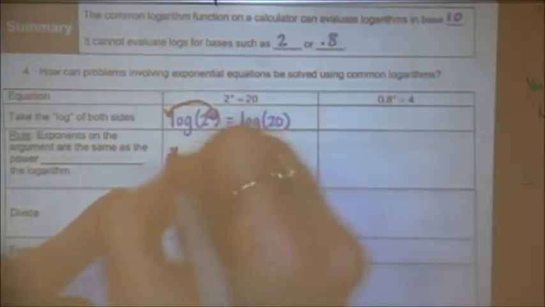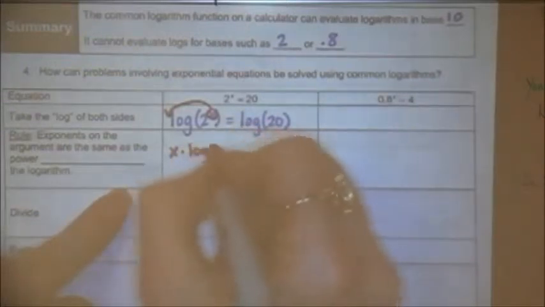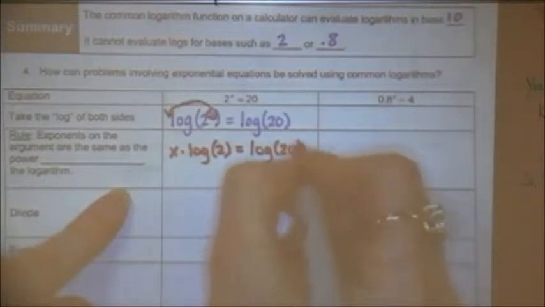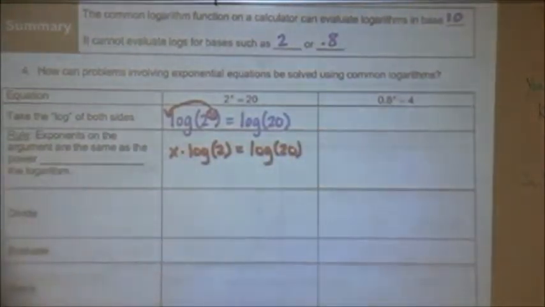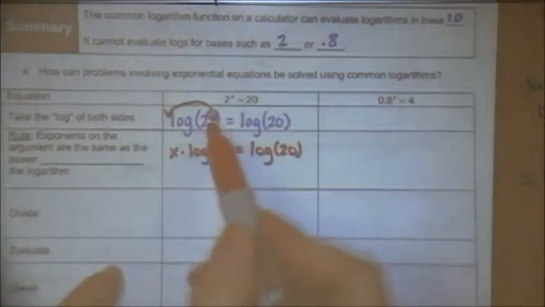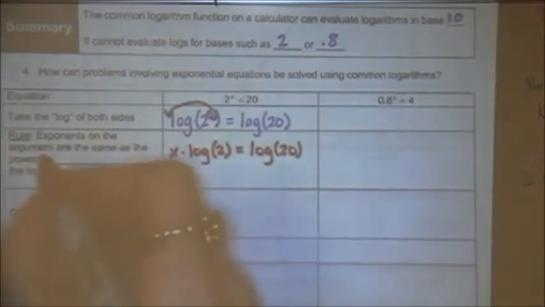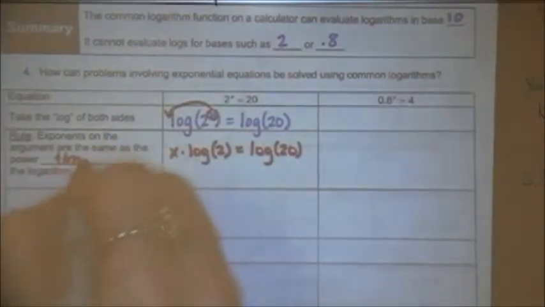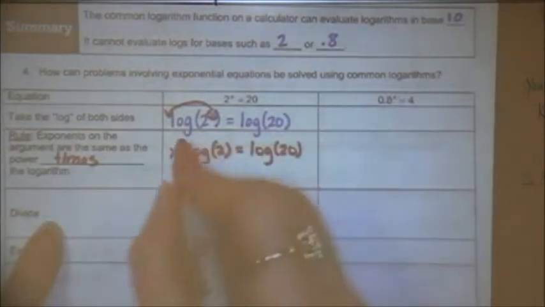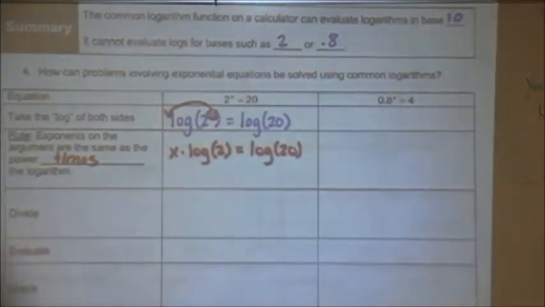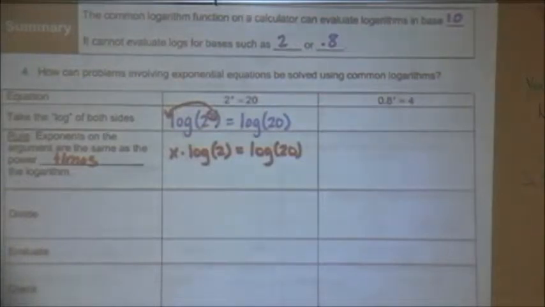So I end up with x times log of 2 equals log of 20. And that's because the rule says the exponent is on the argument, so right here the x is on the 2, that's the same thing as the power times the logarithm. That's why I can write it like this. I can just take that power and move it out to the front. That's what logarithms are all about.